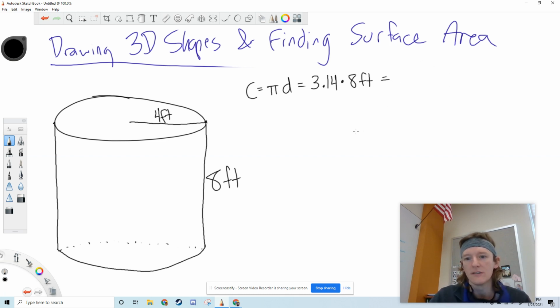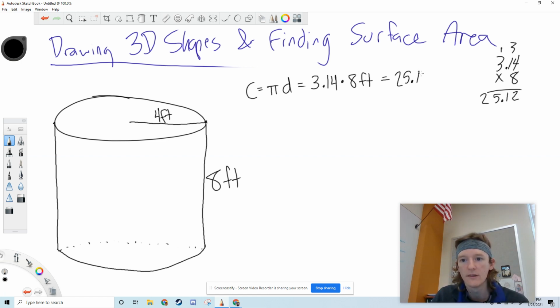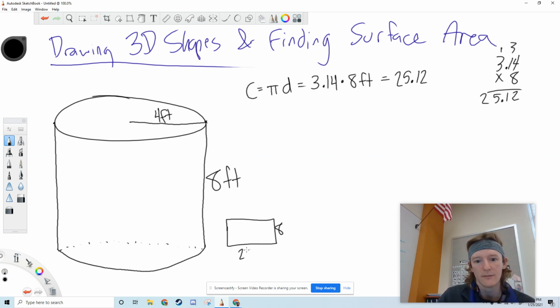So let's do a little math here. 3.14 times 8. 8 times 4 is 32. 25.12. So that is the base of our rectangle. Our rectangle is 8 by 25.12.